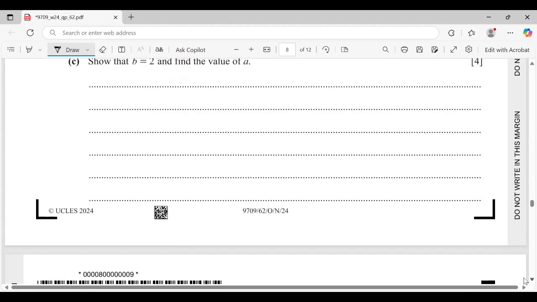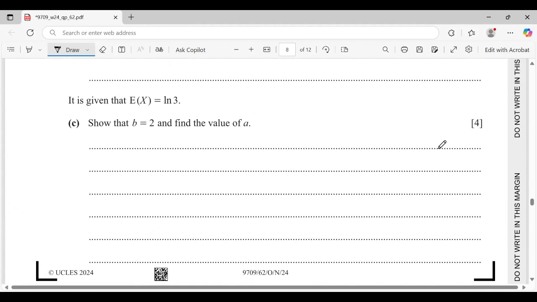Next question. It is given that the expectation of x equals ln 3. Show that b equals 3 and find the value of a. The expectation of x equals ln 3, so I would like to use the integral from a to b of x f(x) dx, because this is the expectation.